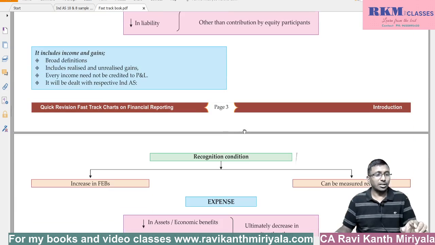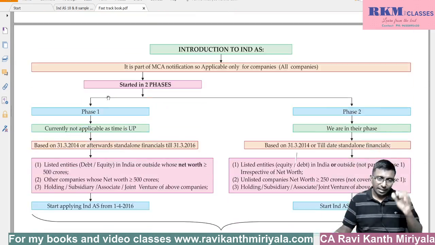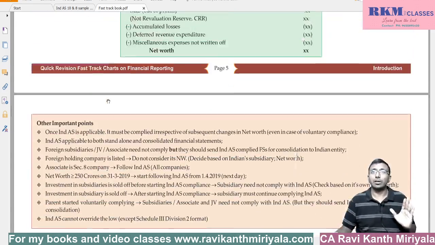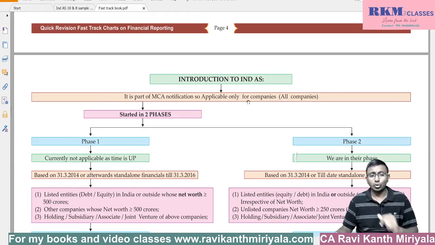Got it? Some important points. See, it includes the income again. What are the important points? The entire book will be in this format. Correct. Introduction to Ind AS.